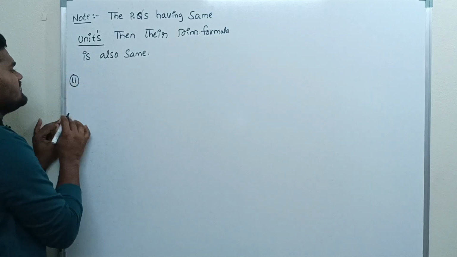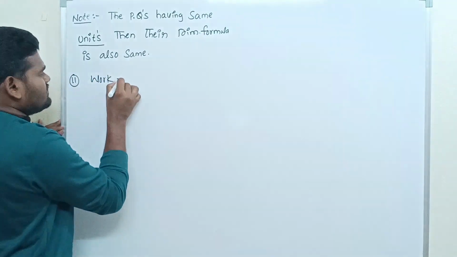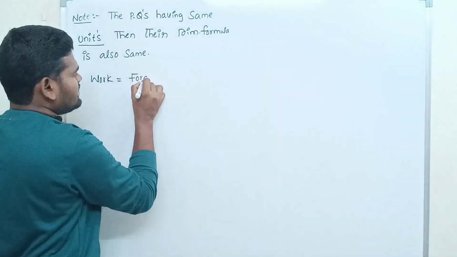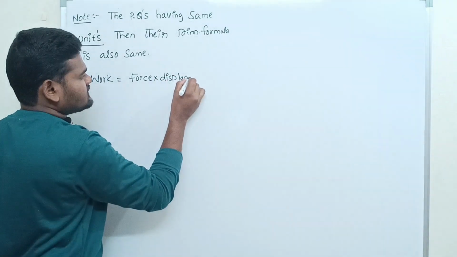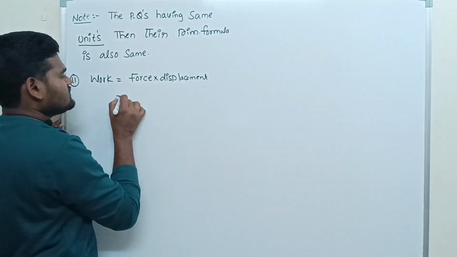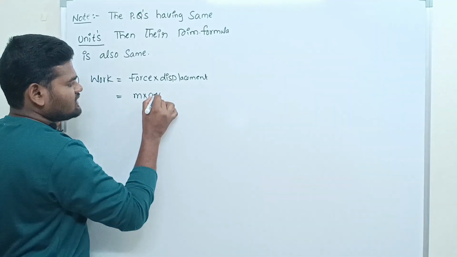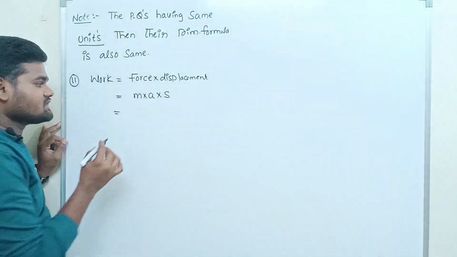Right. So the 11th one is work. So what is work? Work is nothing but what? Force into displacement. W is equal to F into S. Force into displacement. Okay. So what is force? Force is nothing but what? Mass into acceleration. Displacement means what? S. So mass. Dimensional formula for mass.